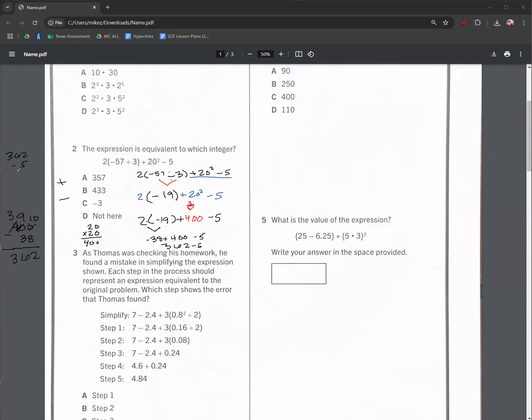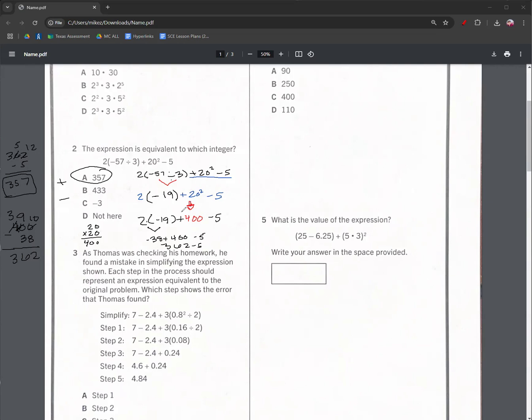362 minus 5. You will borrow over. That will become a 12. 12 minus 5 is 7. 5 minus nothing is 5. And 3 minus nothing is 3. So you're going to see that we got an answer of 357.